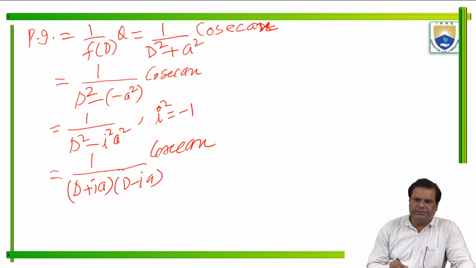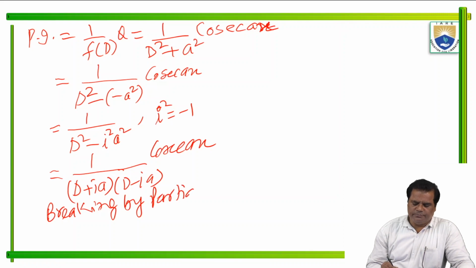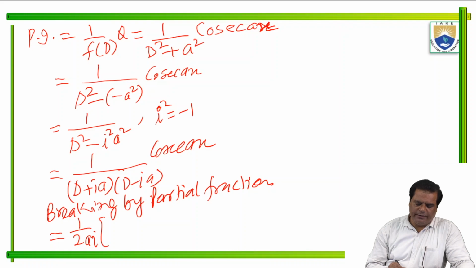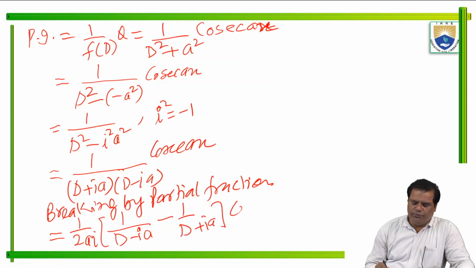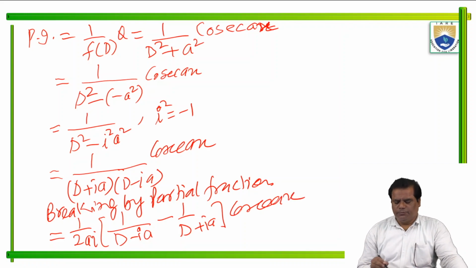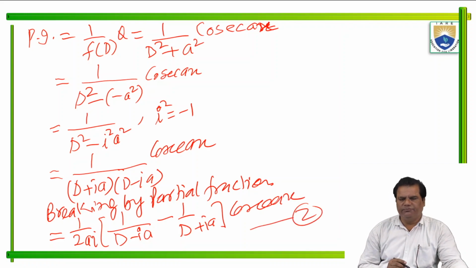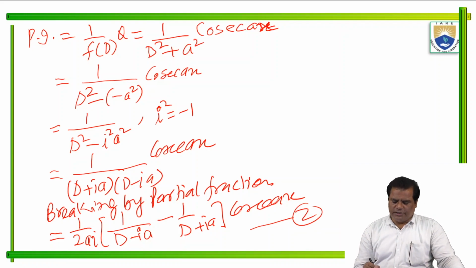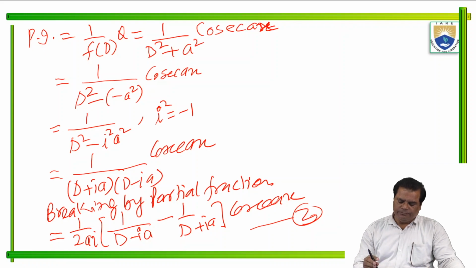Okay. Breaking this result by partial fraction. So this result converts directly to 1 upon 2ai in the bracket, 1 upon D minus ia minus 1 upon D plus ia, into cosec ax. Suppose this is equation 2. Problem 1 had this as equation 2 or 3, so we can say equation 3. This is equation 3. Okay.